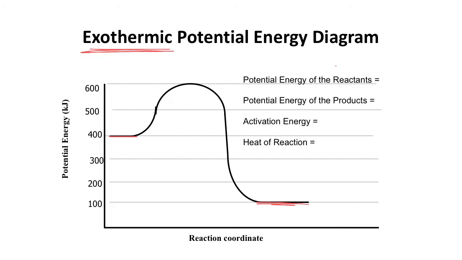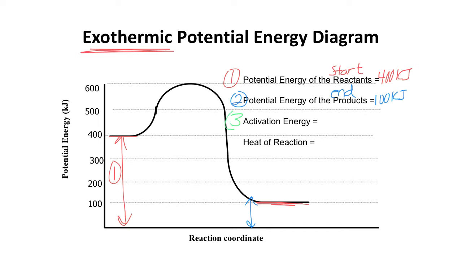So the potential energy of the reactants. Reactants is what we start with. So the potential energy of the reactants would be right here, that first arrow. Therefore, that would have a value of 400 kilojoules. Potential energy of the products would be over here. Products are what we end with. So it's how much energy we're ending with. And for this particular reaction, that is 100 kilojoules.